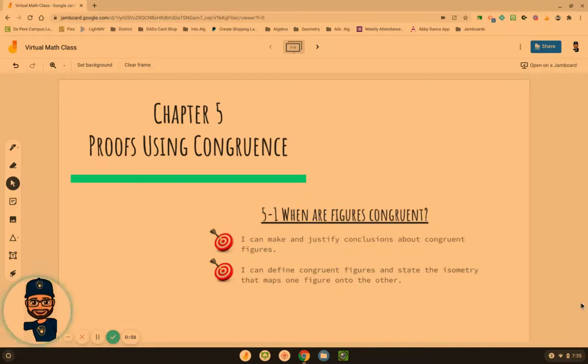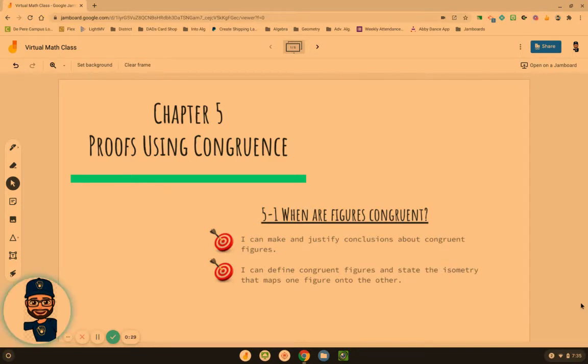Welcome back, geometry students. Today we are starting a new chapter, chapter 5. Proofs using congruence. So two different components, proofs as well as this idea of congruence. So tying a bunch of pieces from what we've learned, especially previously in chapter 4 and 3, together.